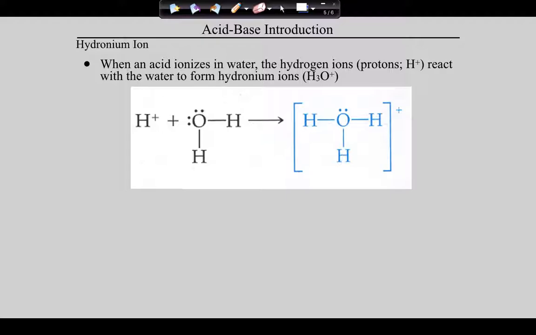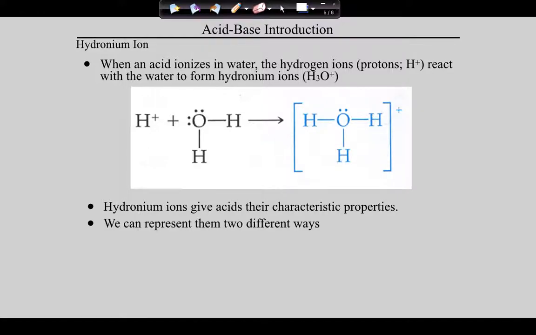Now guys, let's remind ourselves about these hydronium ions. We talked about this last year. Hydronium ions, these H3O+ ions, give acids their characteristic properties. If you put a piece of metal in an acid and you watch it corrode, that's the hydronium ion attacking the metal. If you put acid on your arm and you're dumb enough to leave it there until it starts to hurt, that's the hydronium ion eating at your skin. So when we talk about the strengths of acids, what we're actually talking about is the concentration of the hydronium ion. So we can represent this in one of two ways.